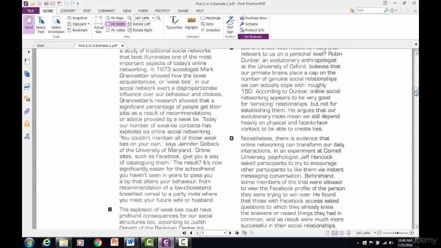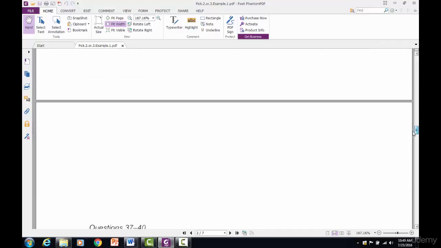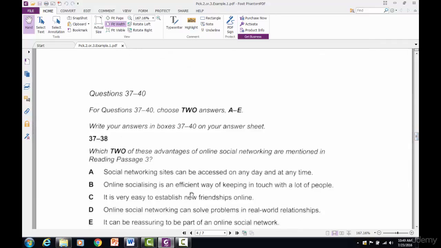So it's talking about being easier to be able to be in contact with each other. All right. It also tells us that today our number of weak tie contacts has exploded via online social networking. You can maintain all those weak ties on your own, right? So you can maintain all your ties on your own. That's the reason why our answer is an efficient way of keeping in touch with a lot of people.